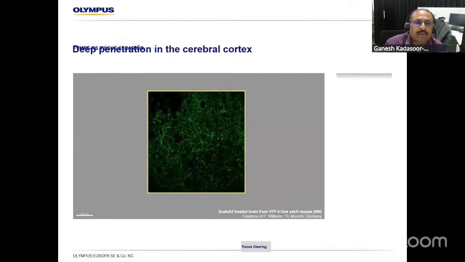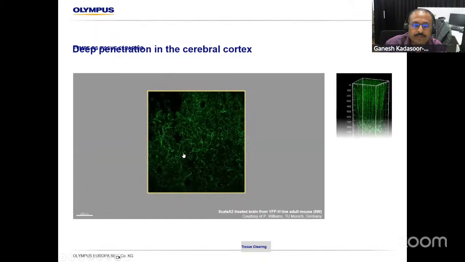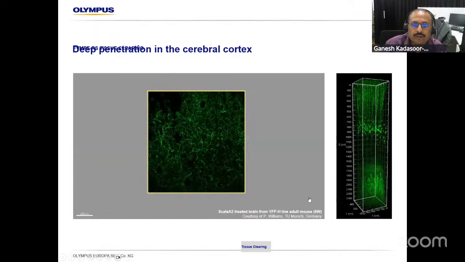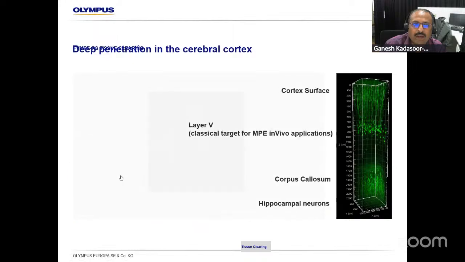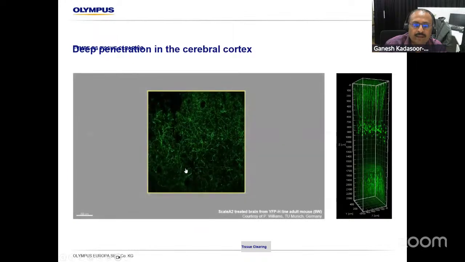So in this case here, this is the cortex of the brain. You are imaging right from the top. And once you have that, you can construct a 3D image.